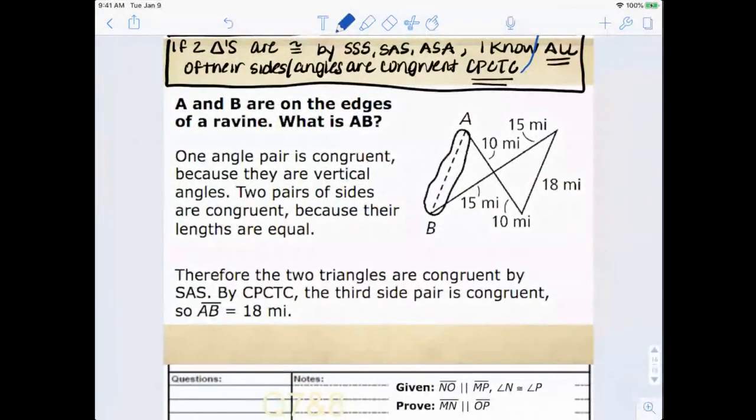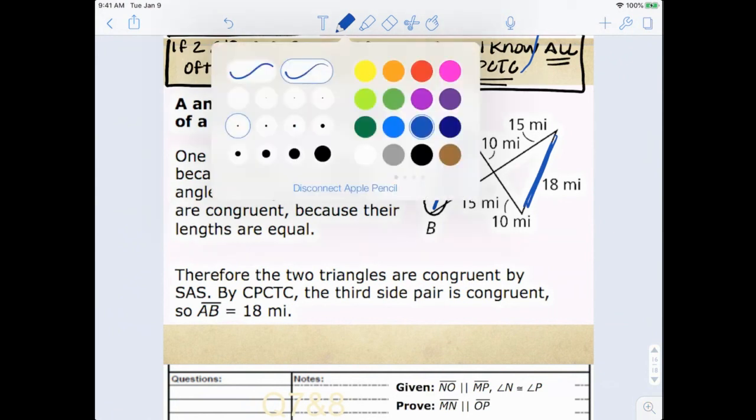Okay, so it says A and B are on the edges of a ravine. First of all, what's AB, or how am I going to figure that out, and how are you going to explain it? You might look at this and you might say, well, I know it's 18 because they're both on the outskirts, right? We don't know that for sure yet, though. How can we prove it?